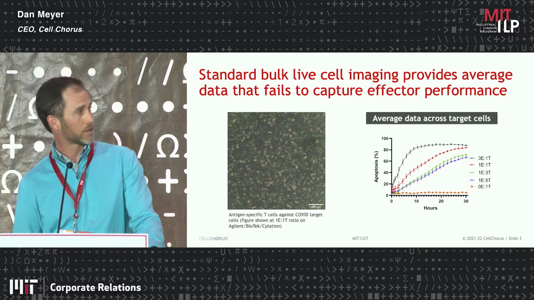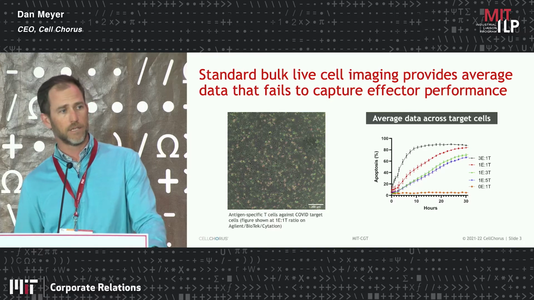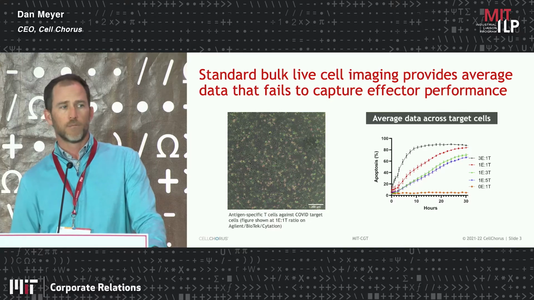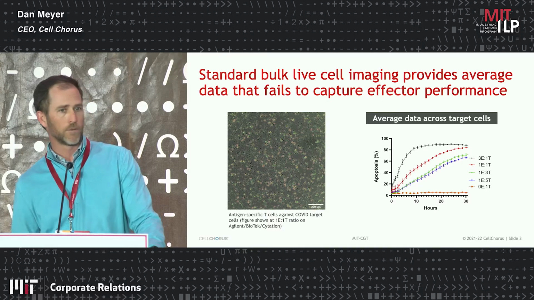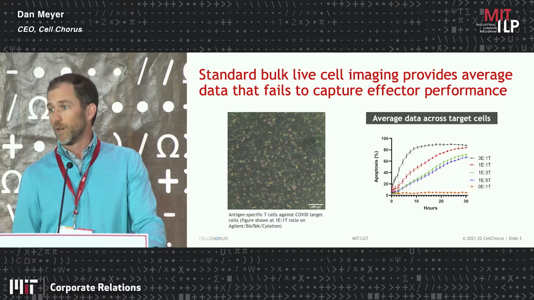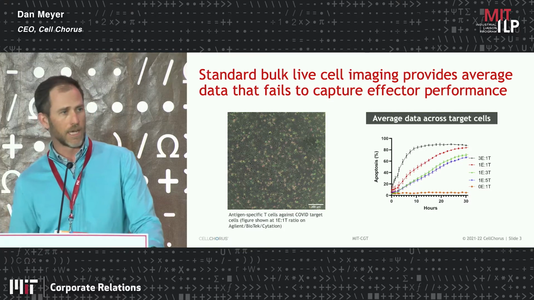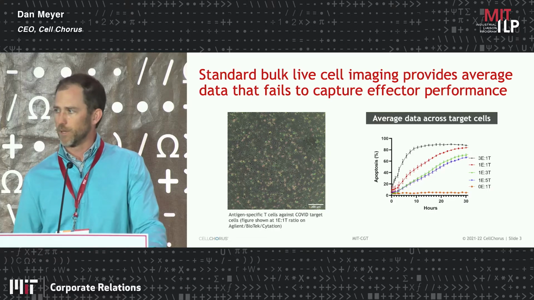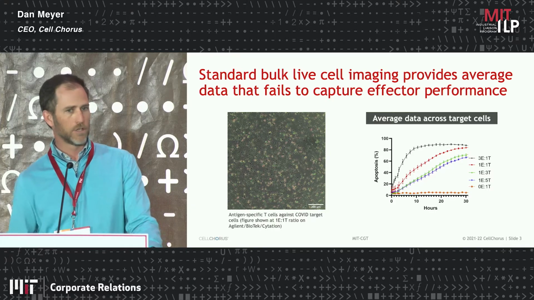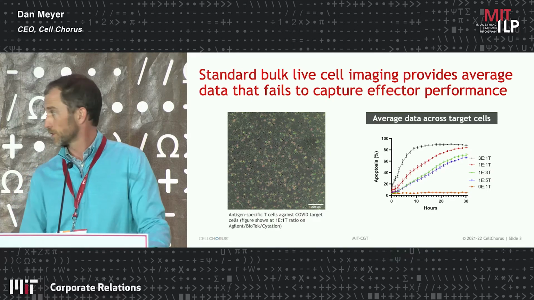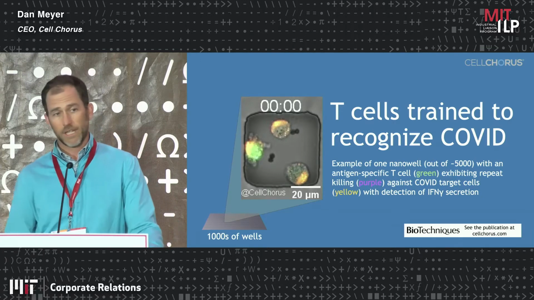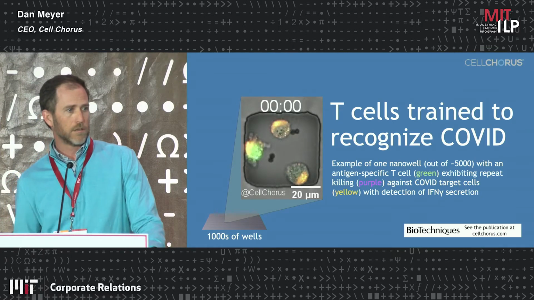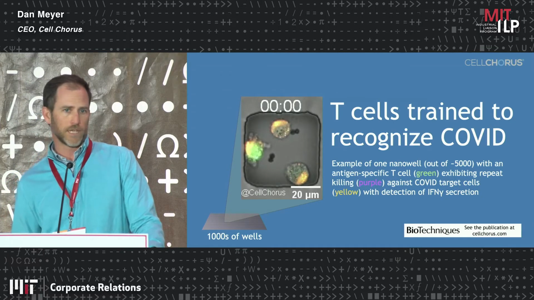And so the readouts we get, not only are they limited in what we're able to measure, but we're not able to understand which cell performs best and why. We're able to understand what percent of target cells die. We're able to look at cytokine secretion across the population, but we fundamentally don't understand which of our cells are the best performers.